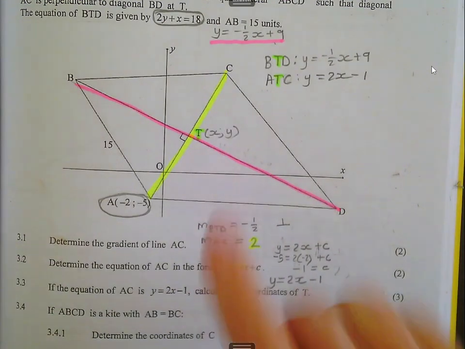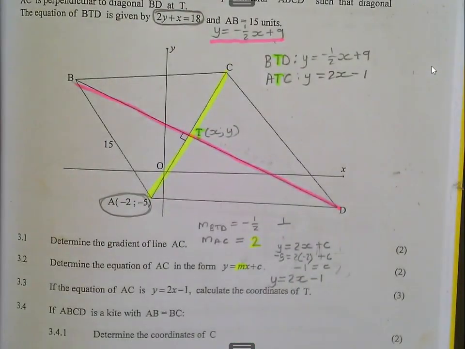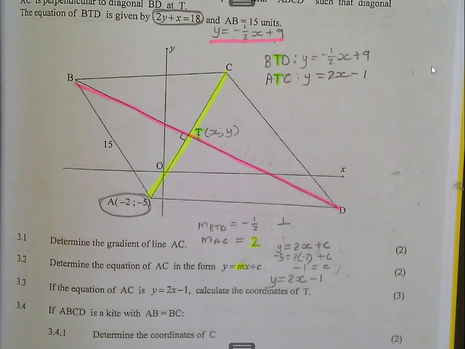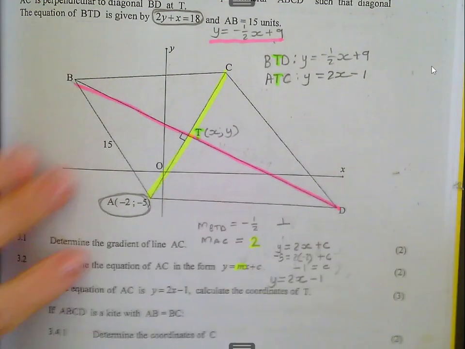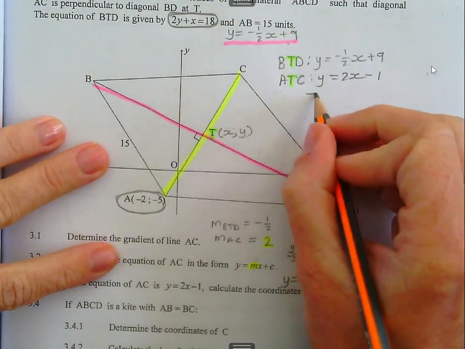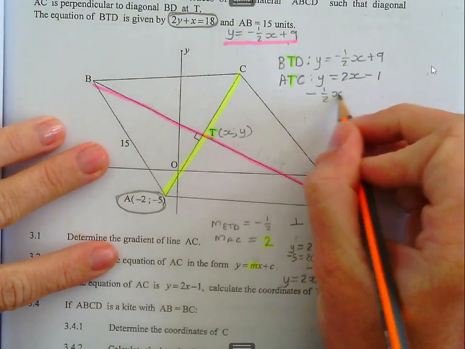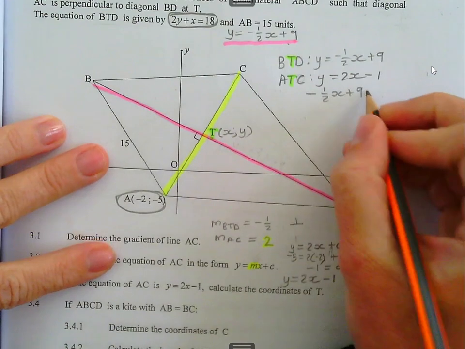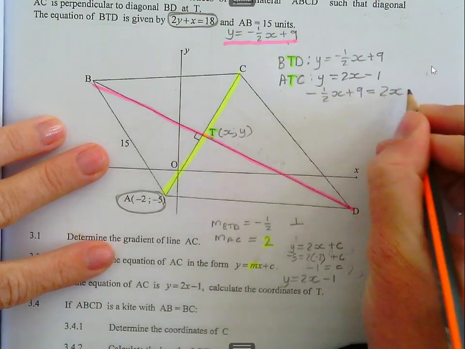Because when they're equal to each other, they will tell me where they cut each other. Because those two straight lines, looking at it, can you see, they can only cut once. In all of the infinite number of values that we have for x and for y, there's only one specific point where those two lines intersect. And that's at the point T. So therefore, I can say negative 1/2 x plus 9 equal to 2x minus 1.